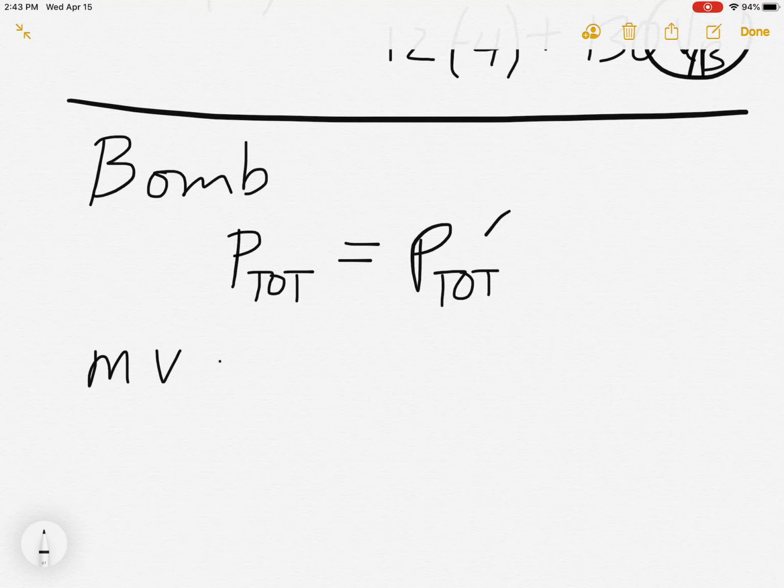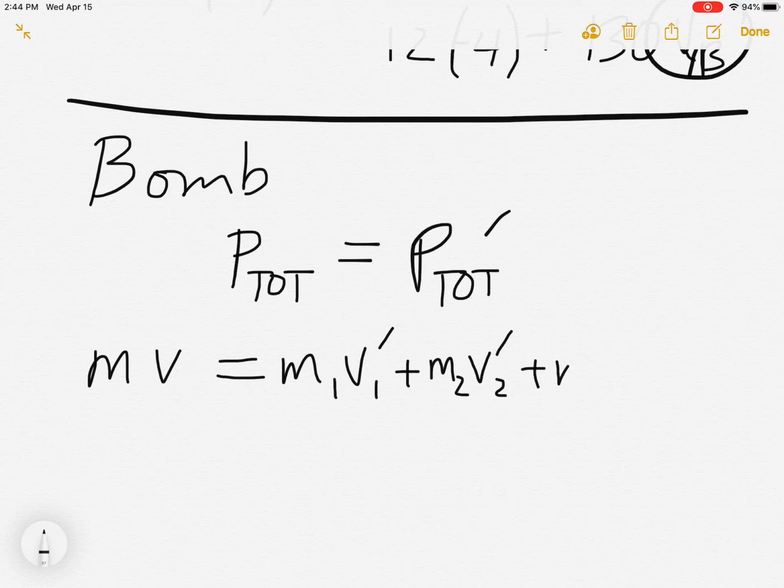Let's consider the bomb. Well, it has a mass originally, and it has a velocity of 0. But after, what happens to it? Well, it breaks apart into 4 pieces. So there's going to be one piece with its own velocity, another piece with its own velocity, a third piece with its velocity, and a fourth piece with its velocity after. So 4 pieces, each one with their own momentums.